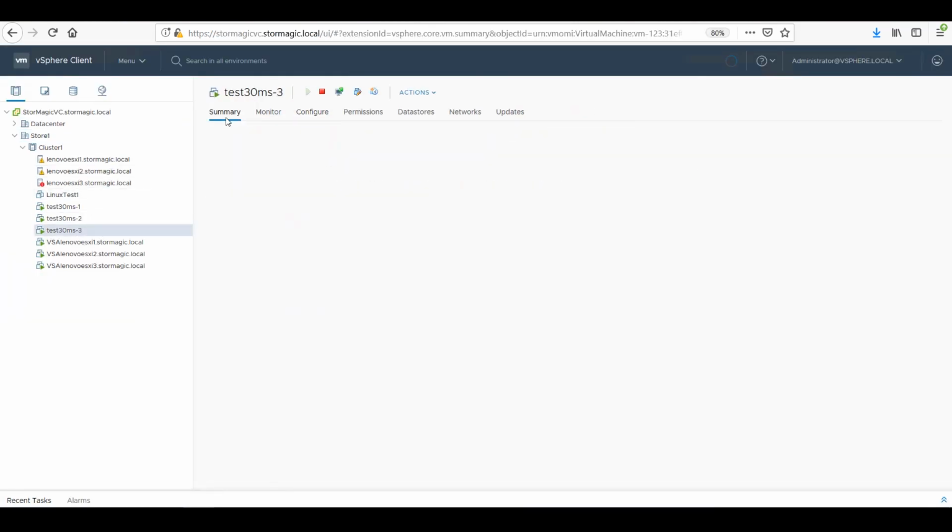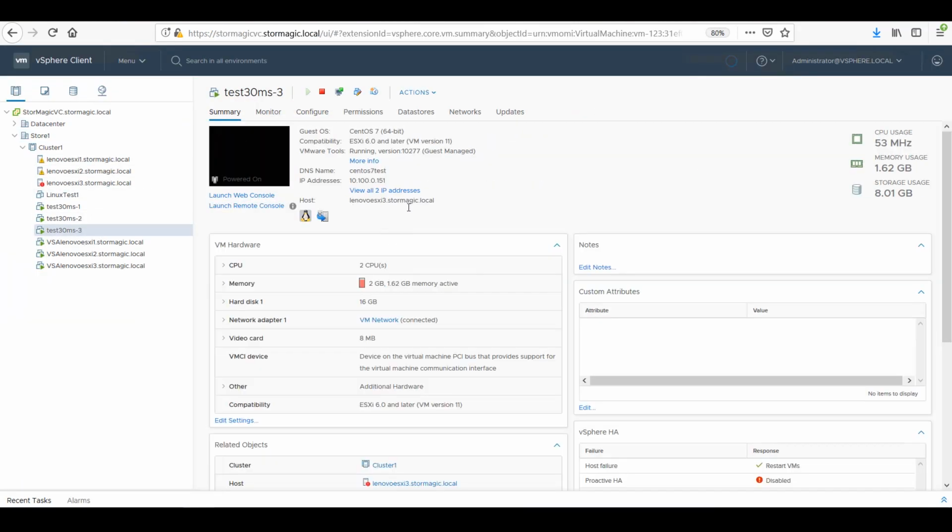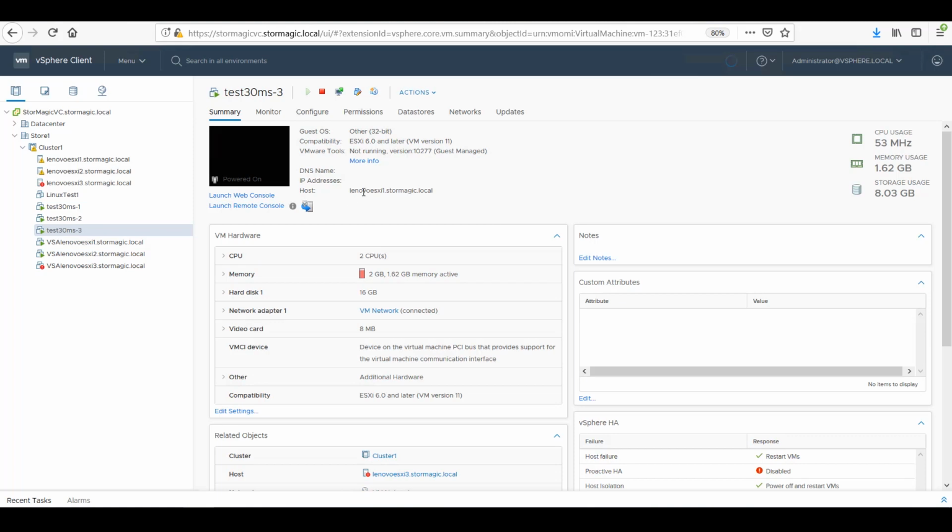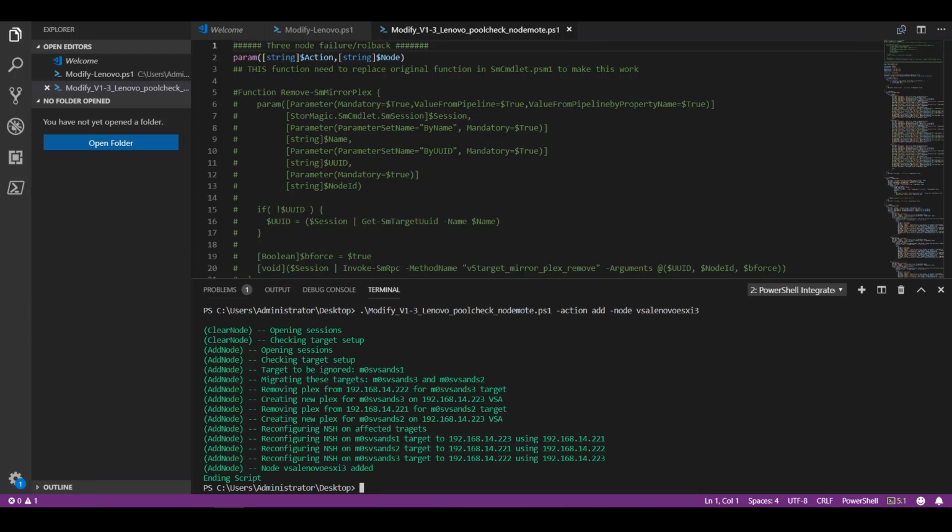Our guest VM, if we come back to our summary, will currently be going through an HA failover to the other 2 surviving hosts. We'll just wait for that to come back up, and then we'll rebalance our mirrors. Okay, with our VM now up and running on host 1, what we now want to do is, as I say, change from that 3-node on-prem quorum solution to our 2-node and centralized witness.